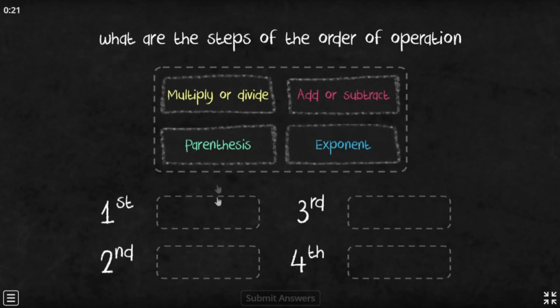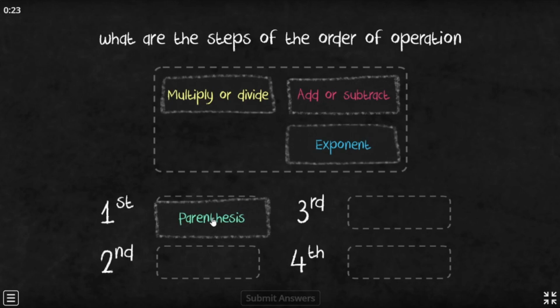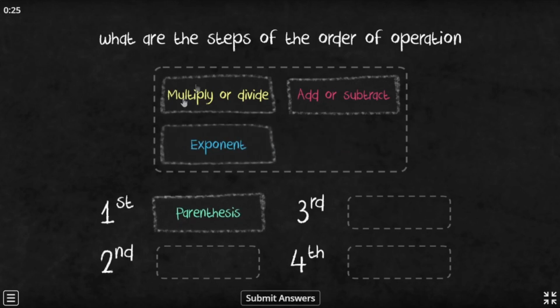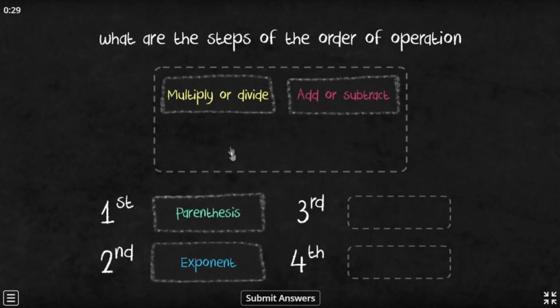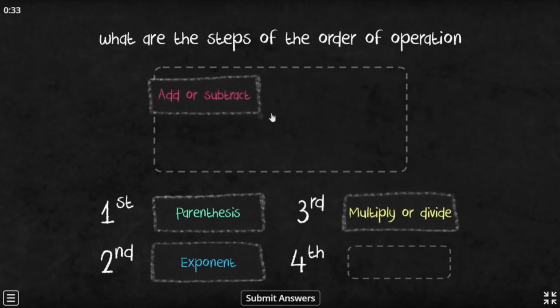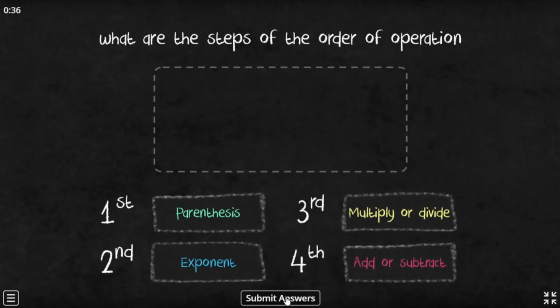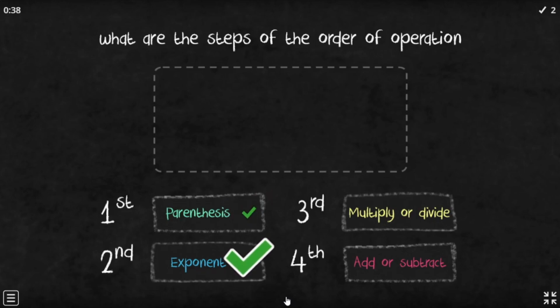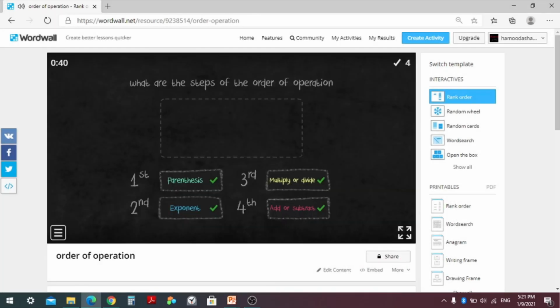First step, which is parentheses. As we said, PEMDAS. P for parentheses. E for exponent. M, D is for multiply or divide. Then add or subtract. Let's see our answer. Bravo! What good students!